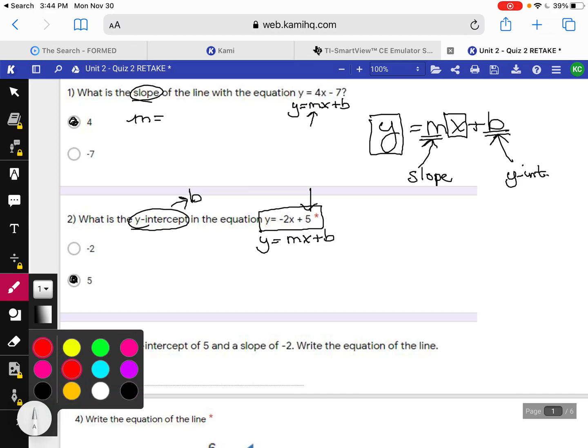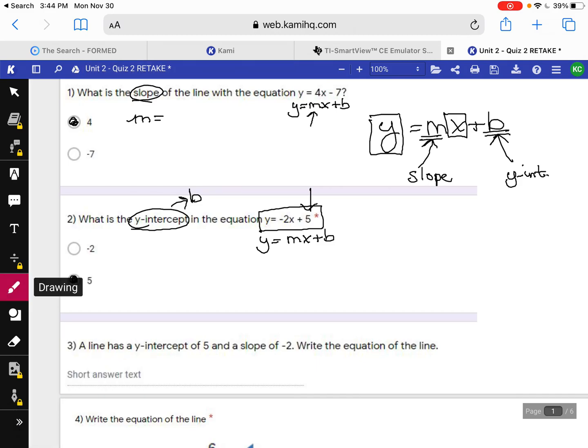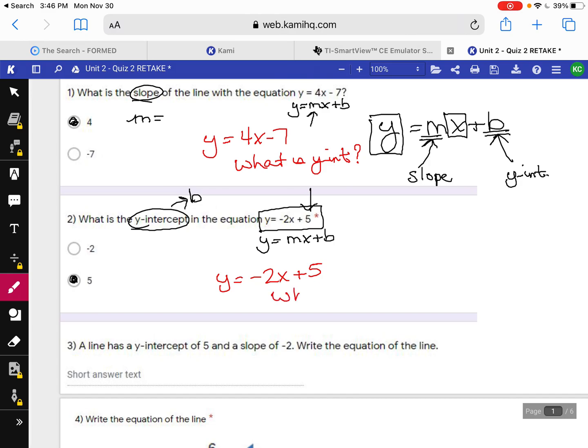What I would like you to do now is answer the following questions. In number 1, you were given y equals 4x minus 7. What is the y-intercept? In number 2, you are given y equals negative 2x plus 5. What is slope?